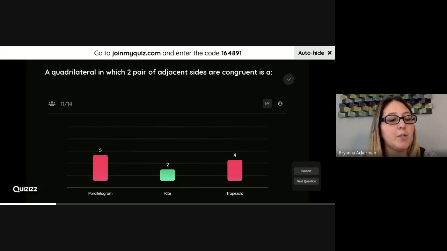In a trapezoid, when it's an isosceles trapezoid, the legs are equal to each other, but the bases are not. And the legs are opposite of each other, okay? So again, the word adjacent means next to. Okay, so you should have picked the kite.